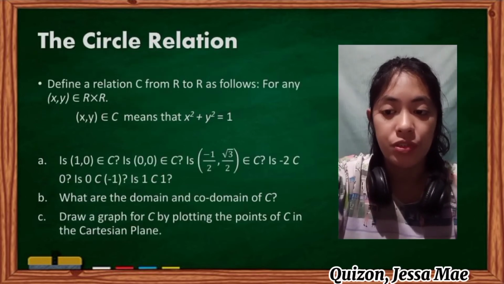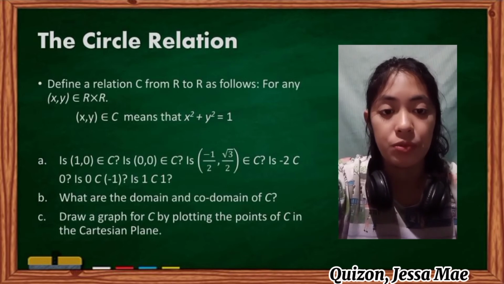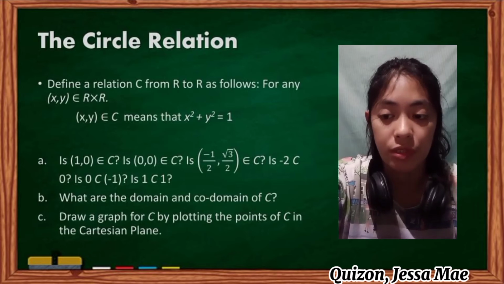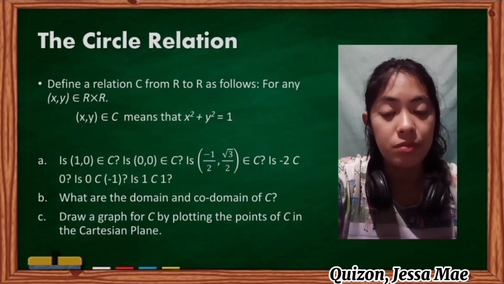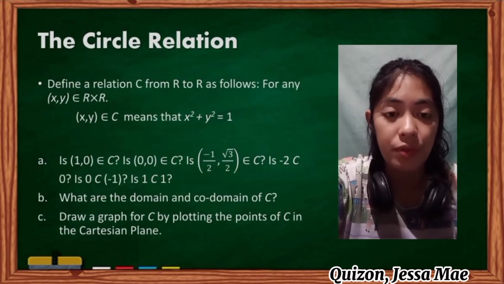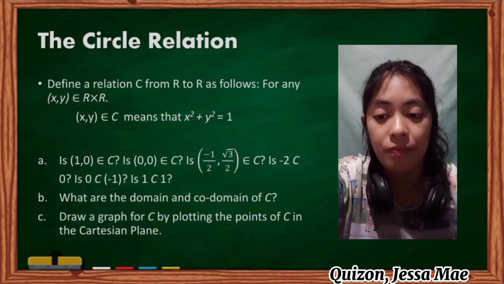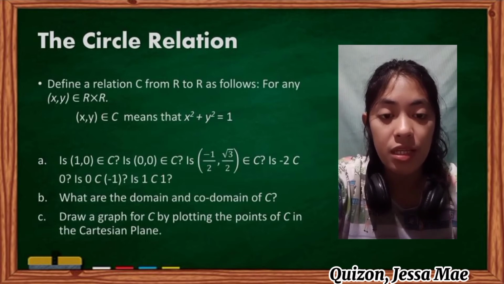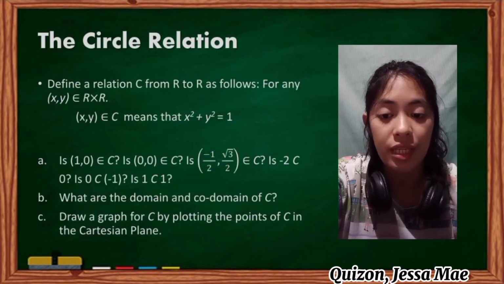The circle relation. Define a relation C from R to R as follows. For any (x, y) that is an element of R cross R, (x, y) is an element of C means that x squared plus y squared is equal to 1. So (x, y), that is the ordered pair, is an element of C, where C means a circle, and the formula is x squared plus y squared equals 1.